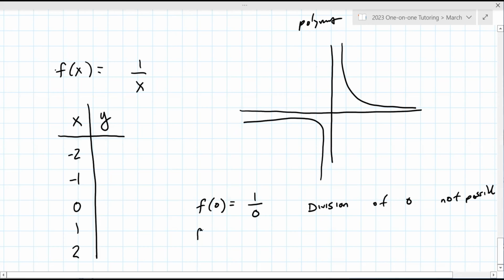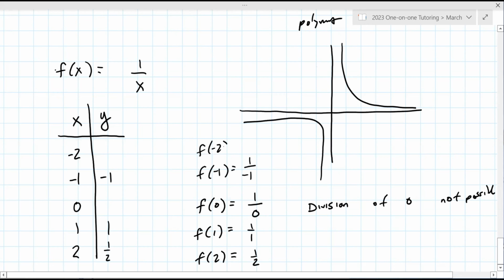But some of them we can do. F of 1, that's 1 divided by 1. That's 1. Very good. F of 2, okay, 1 divided by 2, that's fine. No big deal there. How about f of -1? Well, that's 1 divided by -1. Can you tell me what the result of that is? -1.